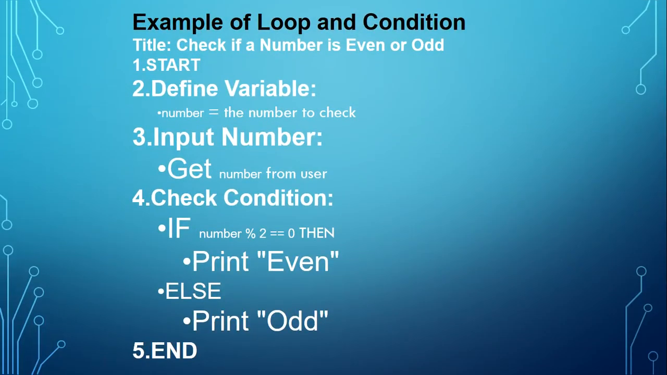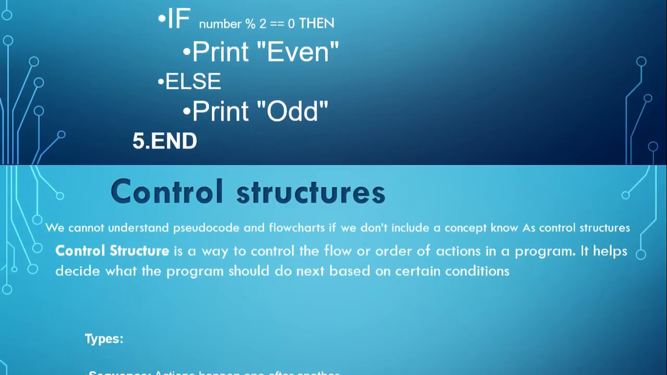So we have examples of loop and condition. Loop means repetition, or repeating itself. The title is: check if a number is even or odd. This is whatever I had print screen there. So this is what happens. I have just enlarged that one.